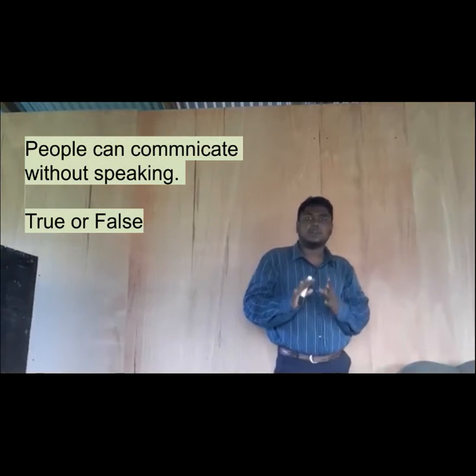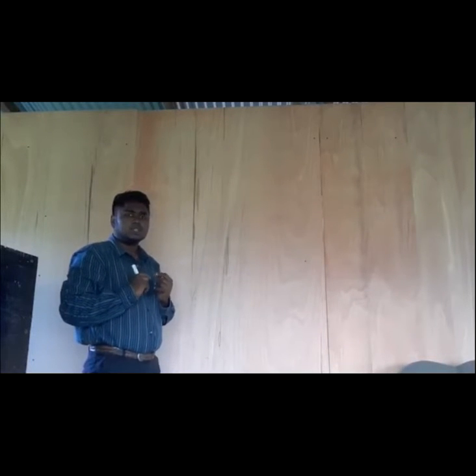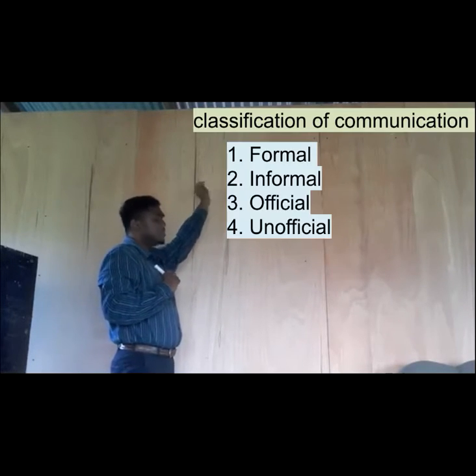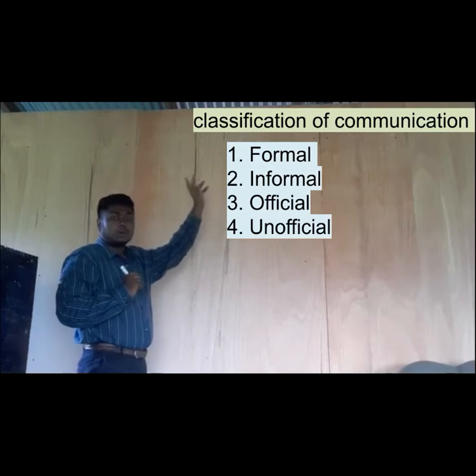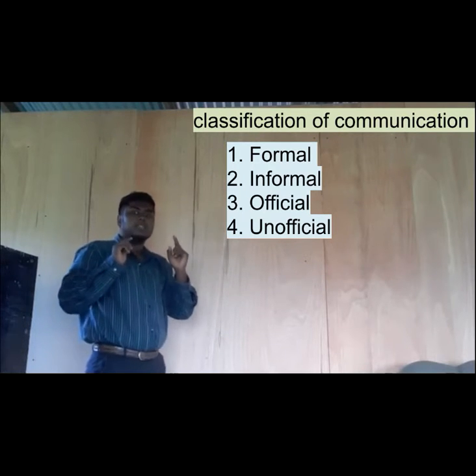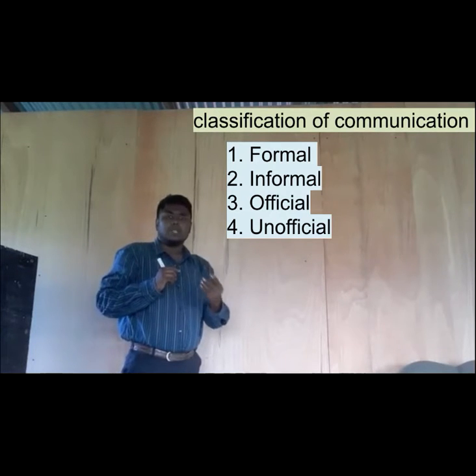So let's get ready for the next part of our lesson. I'm going to place on the whiteboard here the classifications of communication and its definition. And after that we're going to do a small activity to grasp your understanding of the first two classifications. So there are 4 classifications of communication. They are formal, informal, official and unofficial. We're going to look at formal and informal communication first.